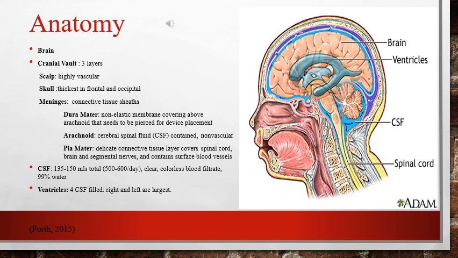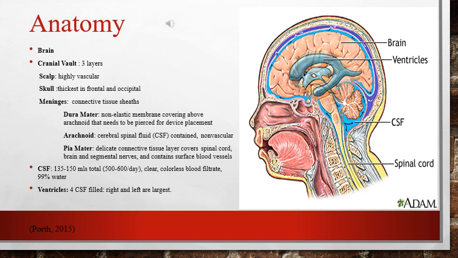We have a scalp and it's highly vascular, so it's going to bleed. We have the skull and it's thick. It's a thick outer shell and it's meant to protect our soft brain. So our skull is thickest in the frontal and the occipital areas. And our physician's going to come in towards the right, which we'll discuss in a little bit.